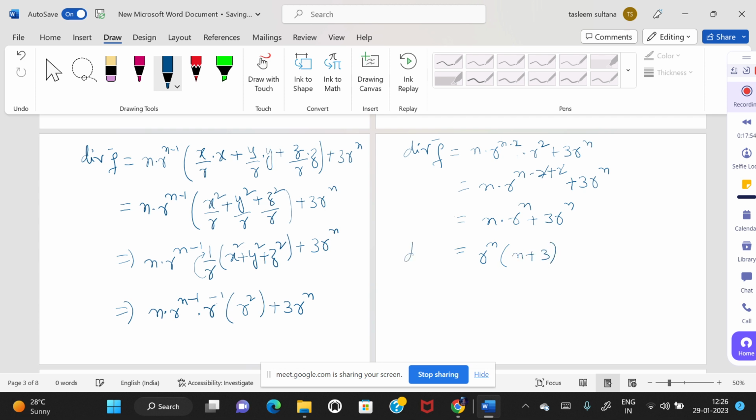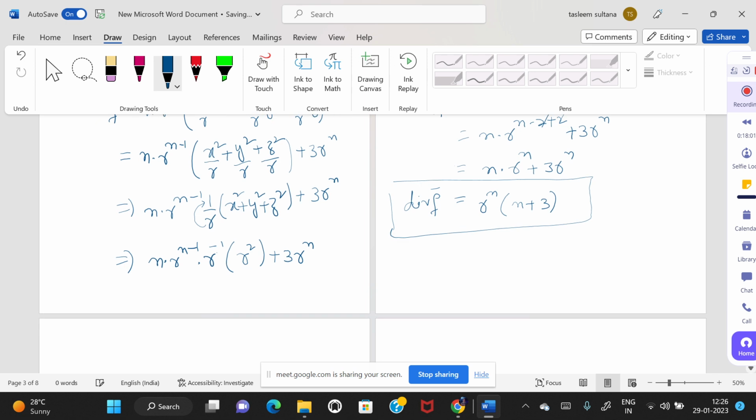And they are saying, find the value of f vector if it is solenoidal. This is the value of our divergent of f vector.